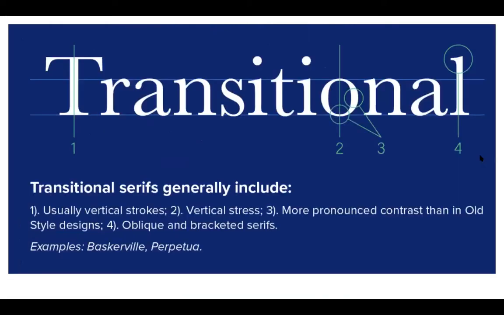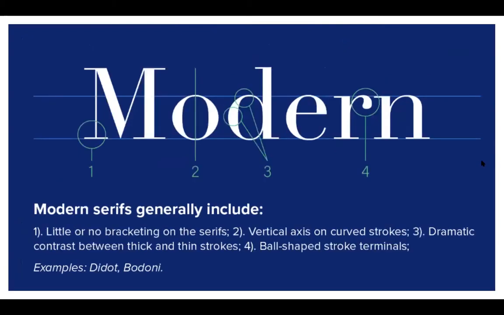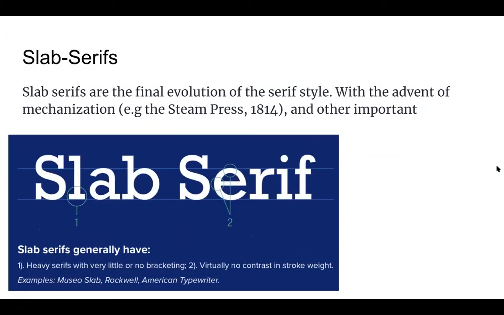Transitional serifs generally include vertical stress, more pronounced contrast than in old style designs, and oblique and bracketed serifs. We have modern serifs that include little to no bracketing on the serif's vertical axis on curved strokes, dramatic contrast between thick and thin strokes, as we see here, and ball-shaped stroke terminals right here, as we see on this R. So some examples, and a really popular one would be Didot or Dido. Not really 100% sure how to say that.